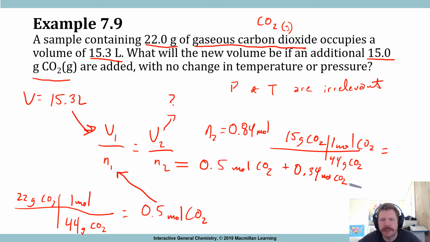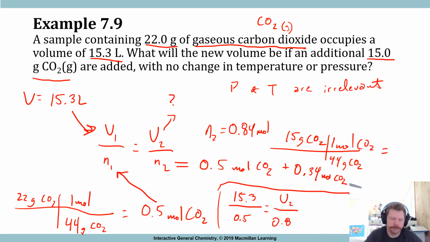So now effectively we've got only one thing that we don't know, and that's our V sub 2. We can set this up: V sub 1 is 15.3 divided by 0.5 is equal to V sub 2 over 0.84. Now I'm going to do the algebra to solve for V sub 2, so I'll do 15.3 times 0.84 divided by 0.5, and our V sub 2 is equal to 24.48.